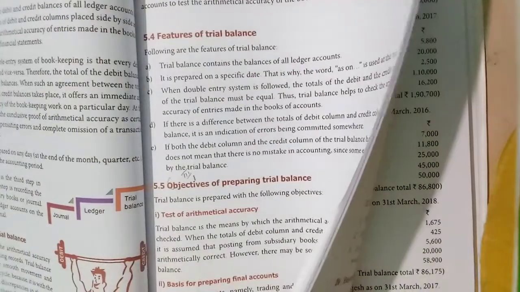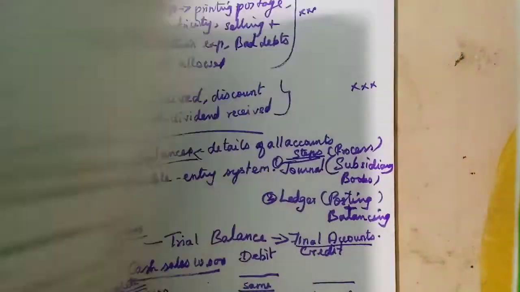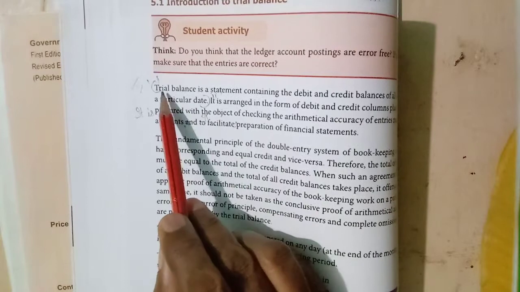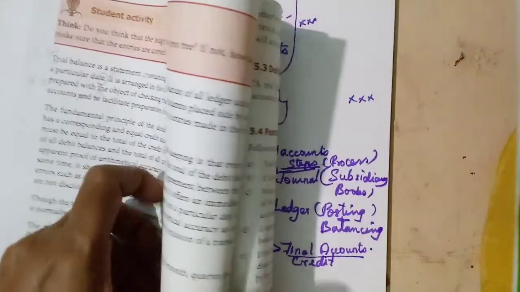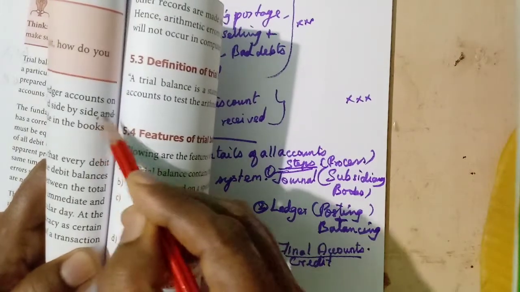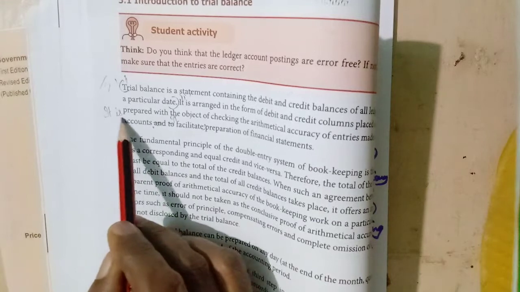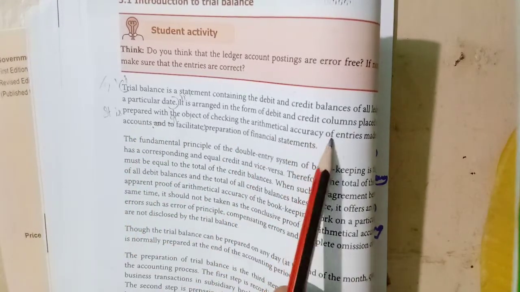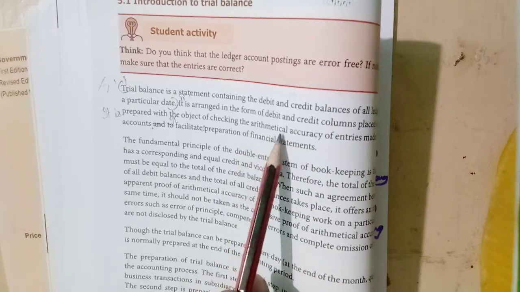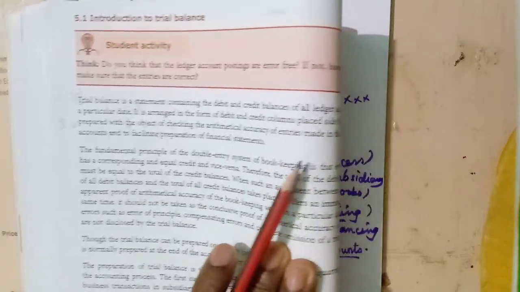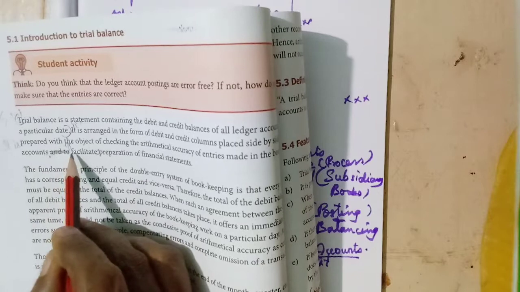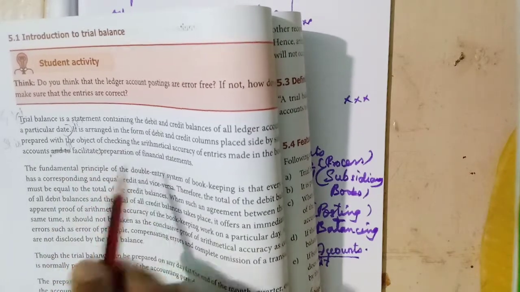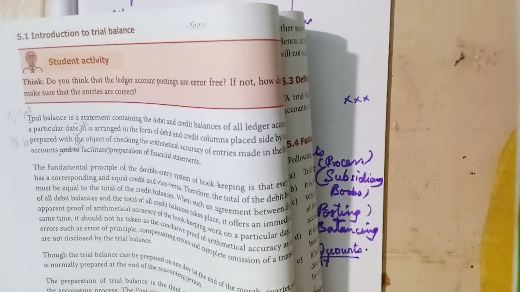What is trial balance? It is there on the front page. Here we can write the points. First, trial balance is a statement up to a particular date. Then write, it is arranged in the form of debit and credit columns placed side by side. Then, it is prepared with the object of checking the arithmetical accuracy of entries, that means whether the addition, subtraction, everything is correct, made in the books of accounts. Then, it facilitates the preparation of financial statements. So we can mark 3-4 points.